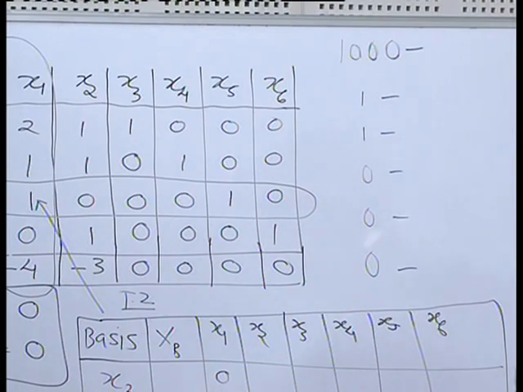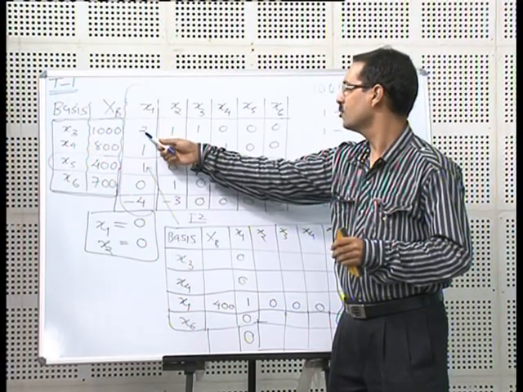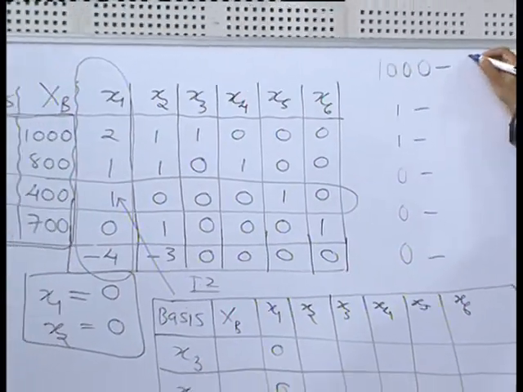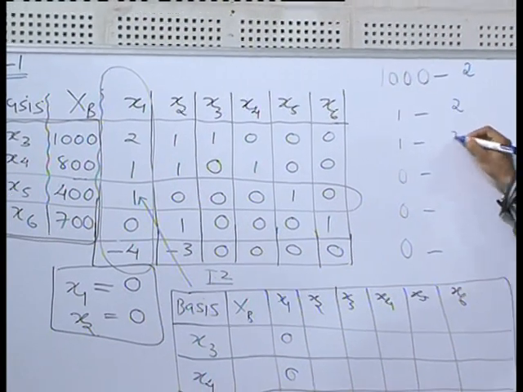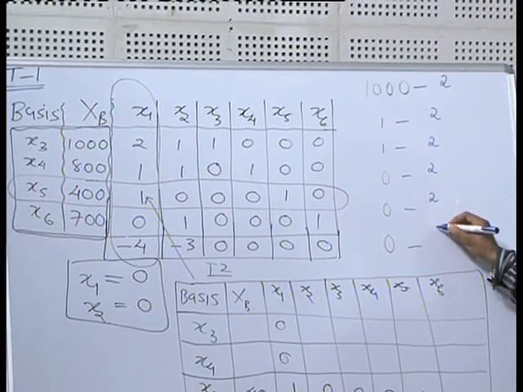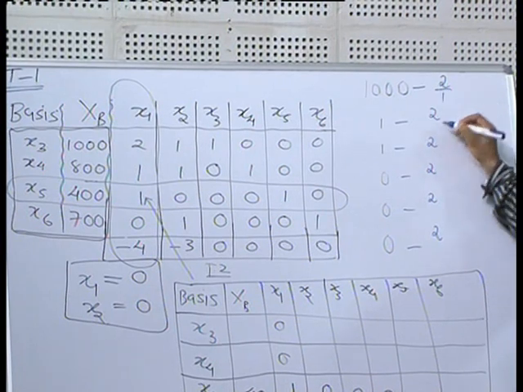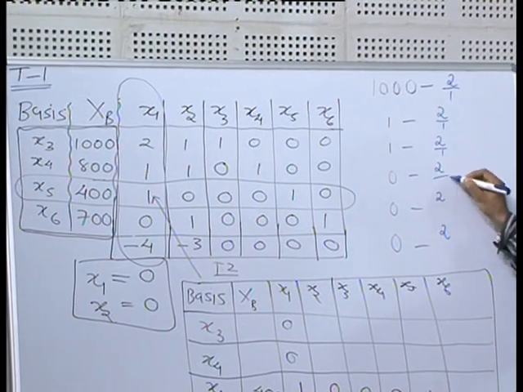Now, since here we did not write 2, 2 is not feeling good about it. So, let us respect 2. So, 2 comes everywhere, and that is divided by the key element, which was 1.